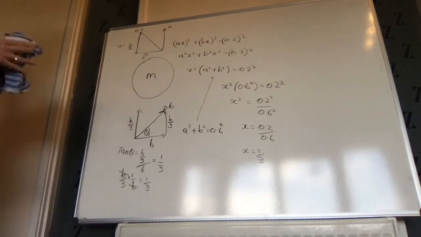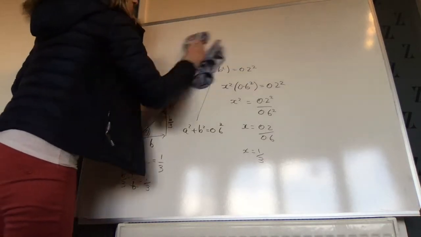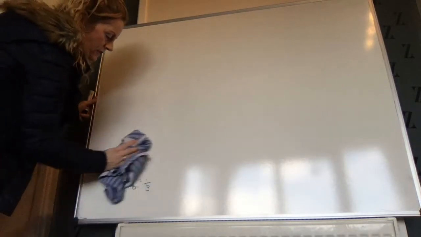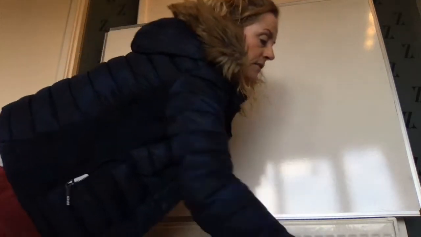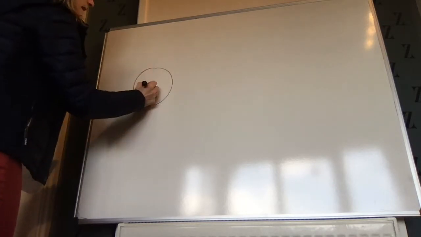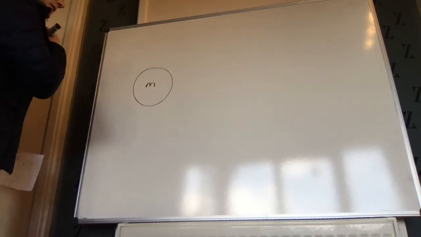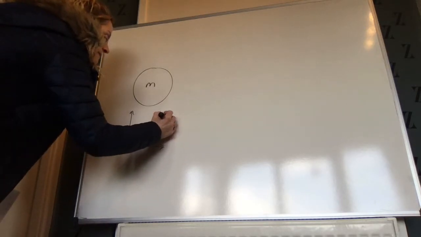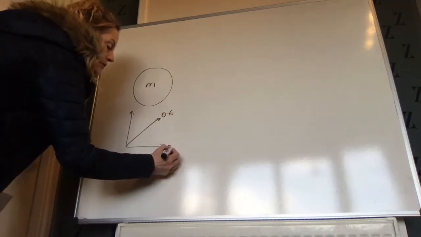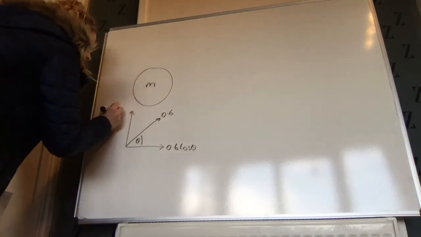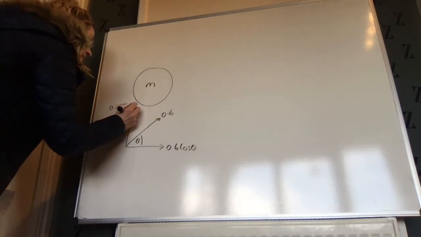Now I'm going to do it using the trigonometric way of doing it, which is what I've been kind of trying to avoid because the fifth years hadn't covered it. Okay, so now, looking at our mass, we know beforehand that it's moving at 0.6 in this direction. We can equate that, if that's theta, to 0.6 cosine theta and 0.6 sine theta.